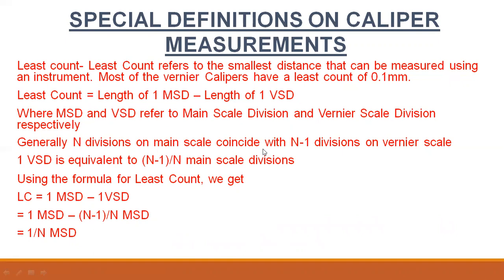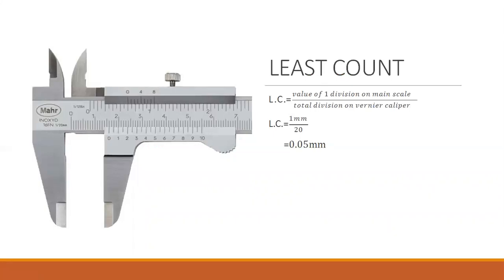Generally, n divisions on the main scale coincide with n minus 1 divisions on the vernier scale. And one vernier scale division is equal to (n minus 1) divided by n main scale divisions. Using the formula for the last count, the last count is 1 main scale division minus 1 vernier scale division. So 1 main scale division minus (n minus 1) over n into MSD. This is the total formula. You can see this is very clear. This is the main scale and this is the vernier scale, in the case of the lower jaw. You just have to subtract this reading from this.